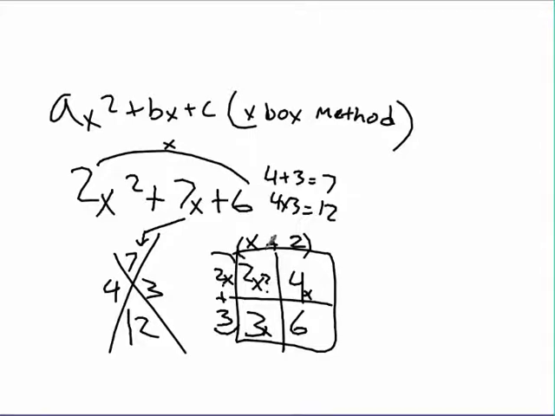Then you multiply them to check your answer. Do that. Find 4x, 3 times x is 3x, 3 times 2 is 6. And you just write out your answer, which is 2x plus 3 and x plus 2, and that's your answer.